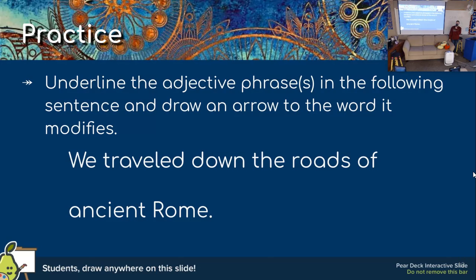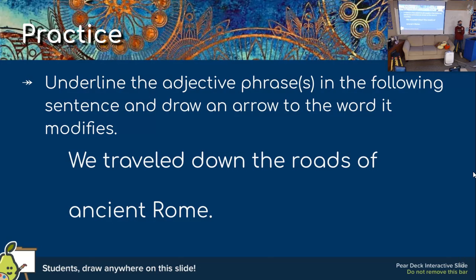So, Diana, give me one of the prepositional phrases in this sentence. Down the roads is one. Down is our preposition. Roads is our object of the preposition. The modifies roads. That's one. Where's our second prepositional phrase? Of ancient Rome. Of is our preposition. Rome is our object of the preposition. Ancient's modifying Rome. That's our second one.